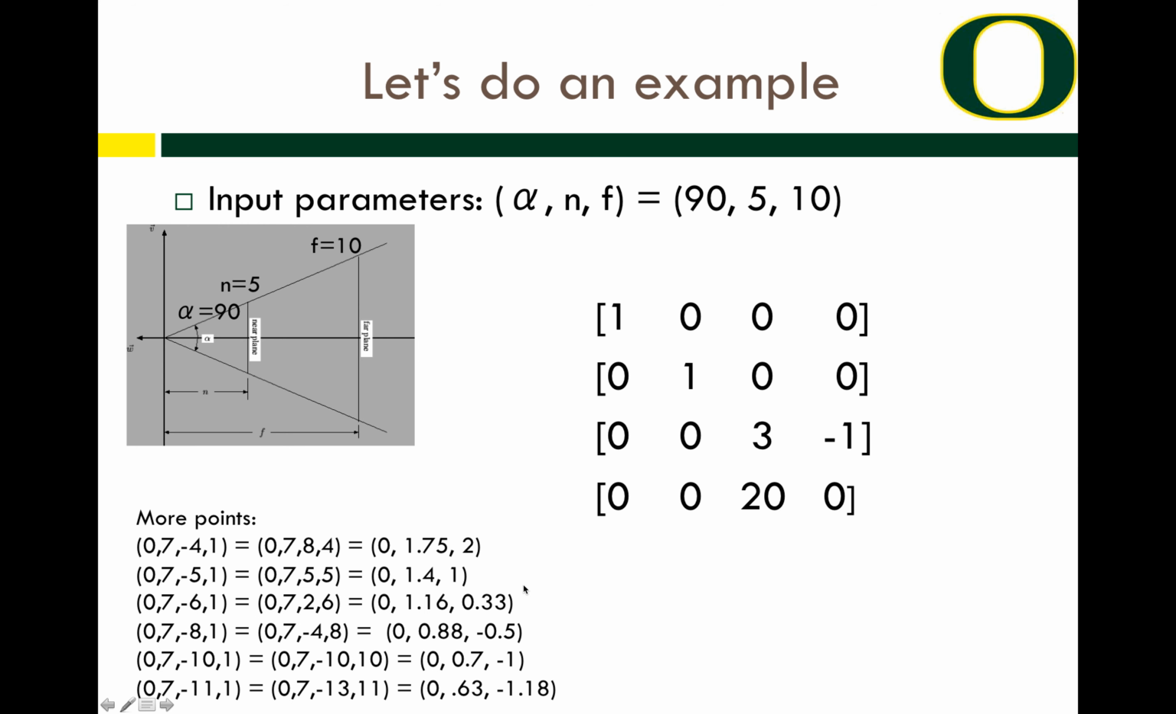So let's look at some more examples, some more points. We're looking at 0, 7. All these are 0, 7, minus 4, minus 5, minus 6, minus 8, minus 10, and then what their outputs are with respect to the image cube.